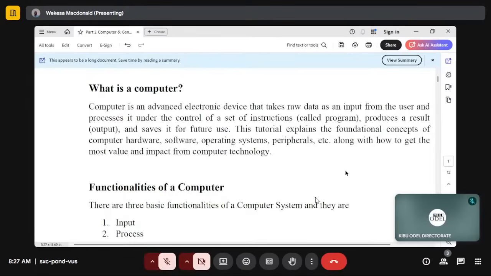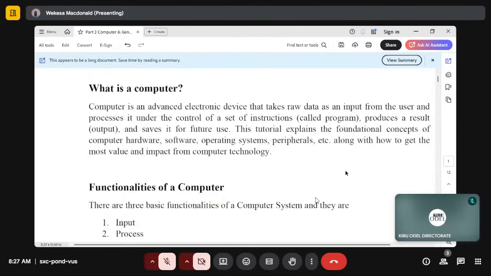So the key point is that a computer is an electronic device. That's the key thing. It's an electronic device that takes in raw data as input from the user and processes it under the control of instructions. It produces the results and saves it for future use.